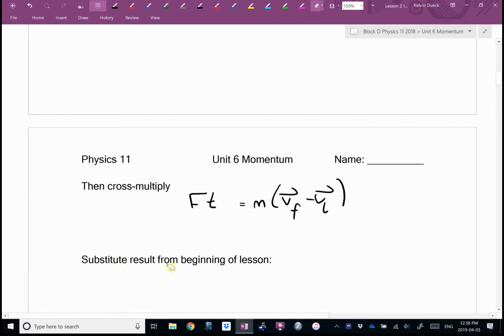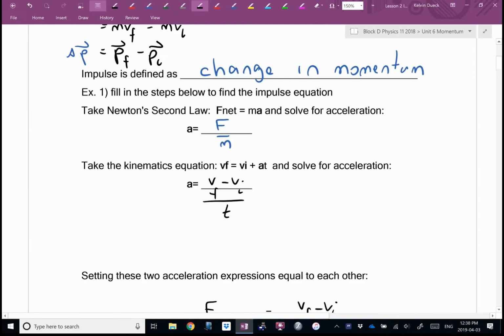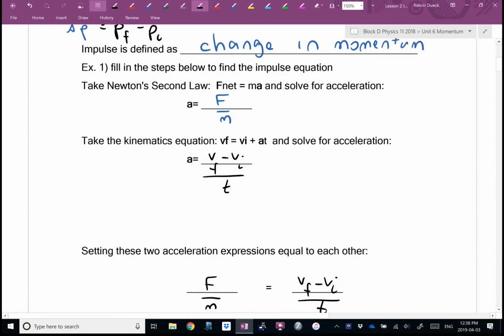My final step, I said, substitute the result from the beginning of the lesson. What is m v final minus m v initial the same as? What was the very first thing I was trying to prove? Change in, looking for it begins with letter M, or a single word that starts with letter I. This is the impulse equation.